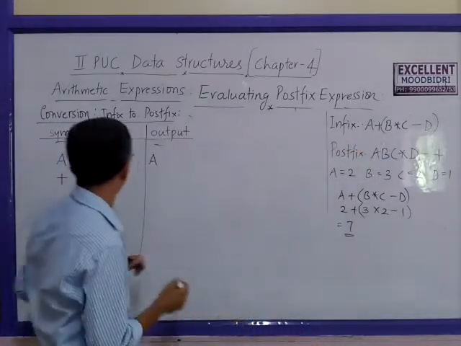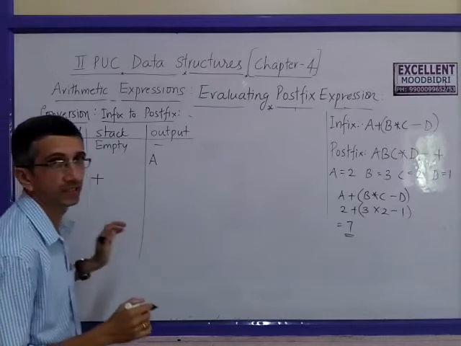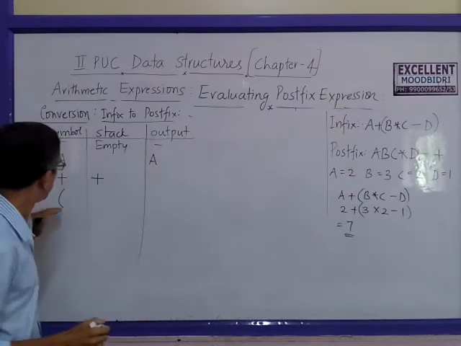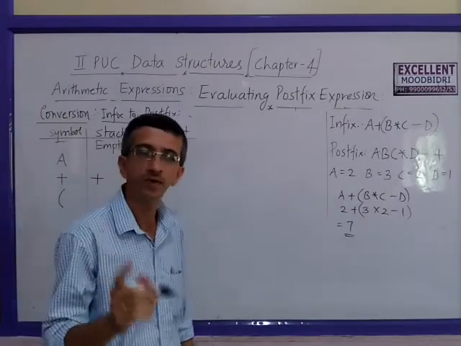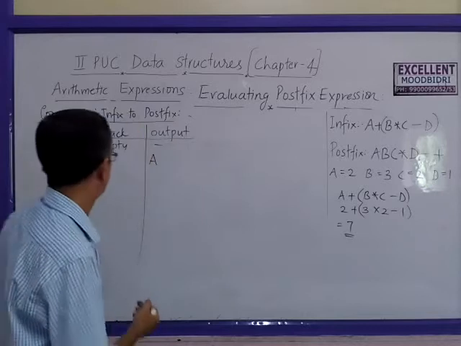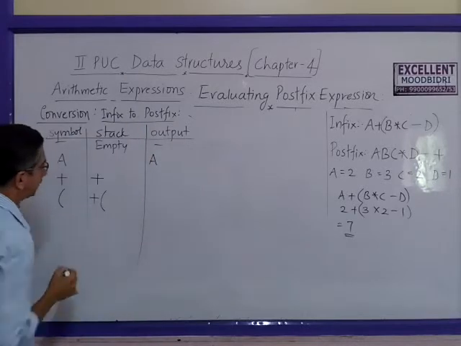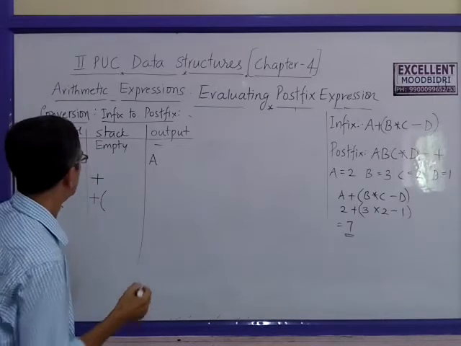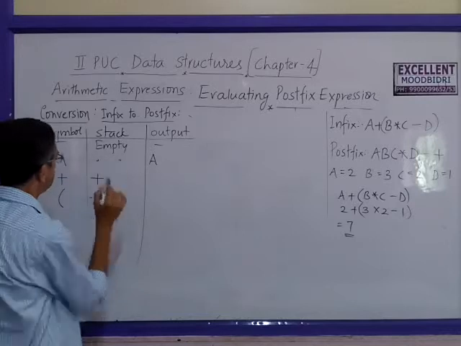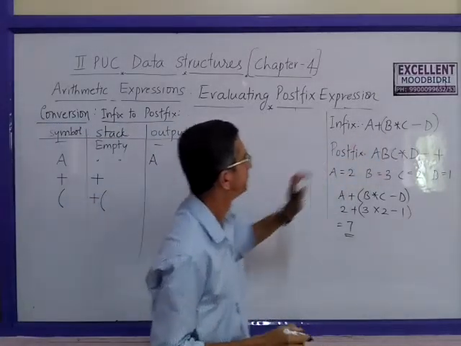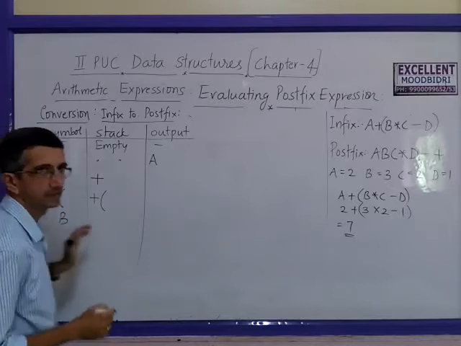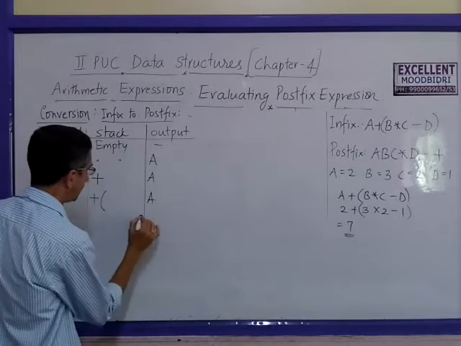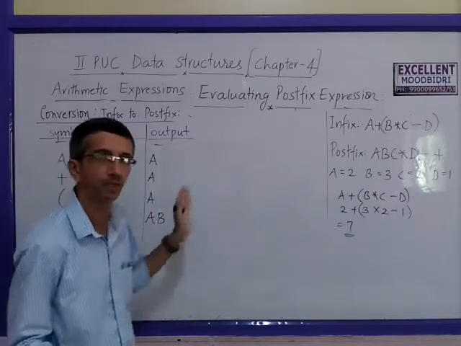Next symbol is the opening parenthesis. It is not C, don't confuse this with C. If it is an opening parenthesis, step number 2, push it onto the stack. The stack already contains plus, and now we push this onto the stack. Next symbol is B. B is an operand, so output that. Here A you must write as it is, and now B is also coming there.